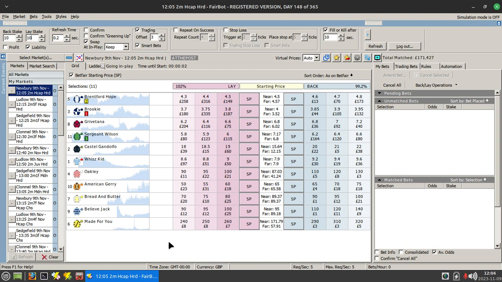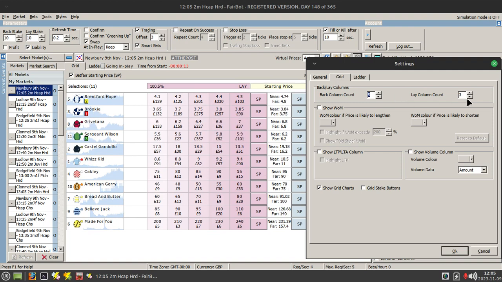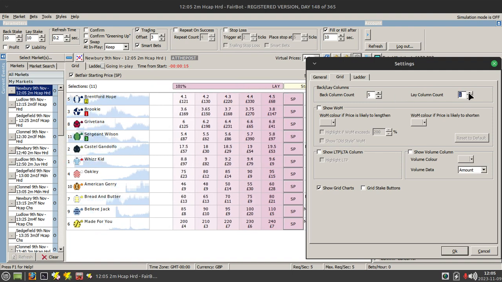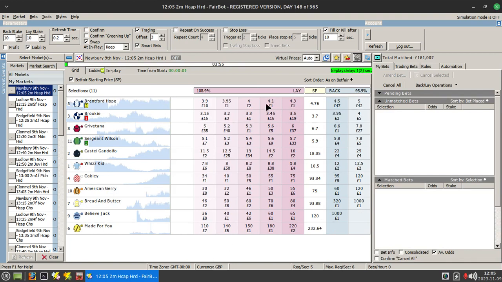Okay, we're down at the post. This race will be starting shortly. Before we get involved, however, I want to change my setup here. Since I'm going to be laying all the time, I want to increase the number of odds I have available to me on the lay side. I'm not particularly bothered about the back side. And this gives me the flexibility of going further away from the front of the market.